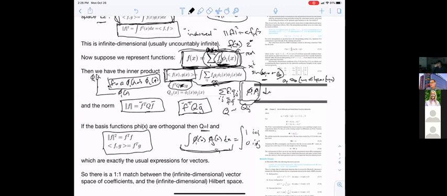Does this make sense so far to people? Let me know if this is getting confusing. We're moving very fast, but I'm trying to make the link back to vector spaces.